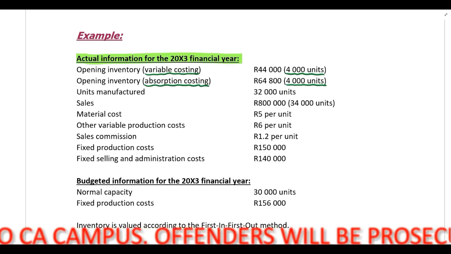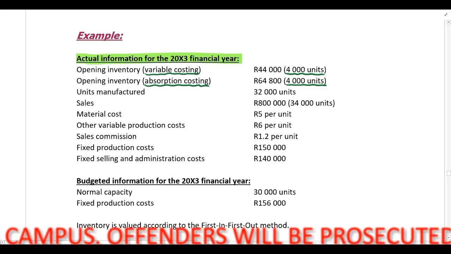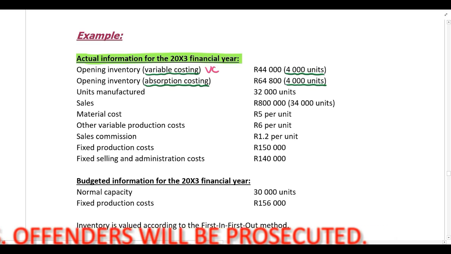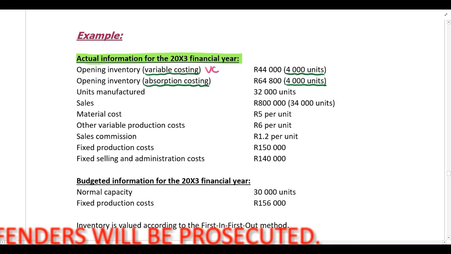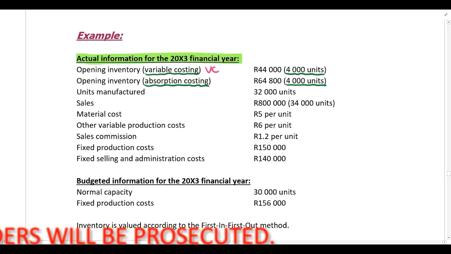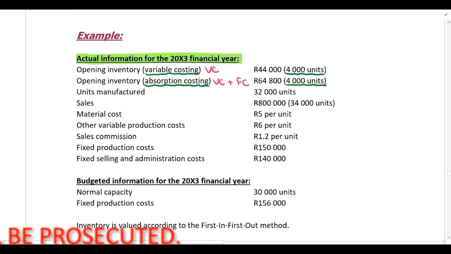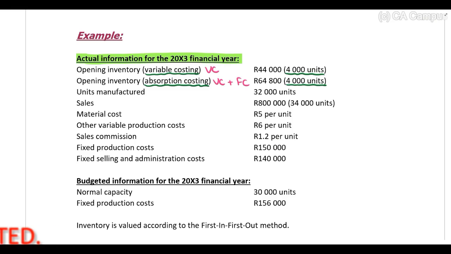So what is the reason for that? We know with variable costing, we only include variable production costs in the cost of our inventory. On the other hand, with absorption costing, we include both variable production costs and also fixed production costs in the cost of our inventory. So it should therefore make sense that the value of opening inventory for absorption costing is higher than the value for variable costing because it includes both your variable and your fixed production costs.